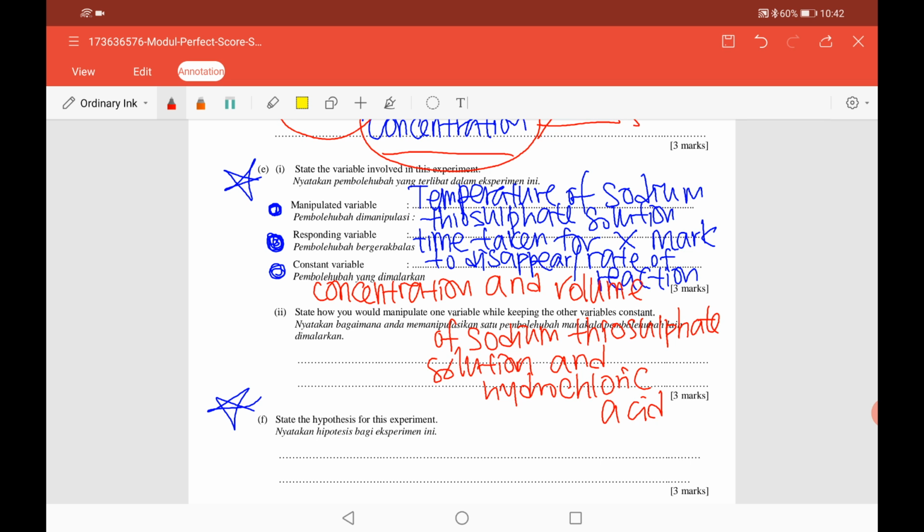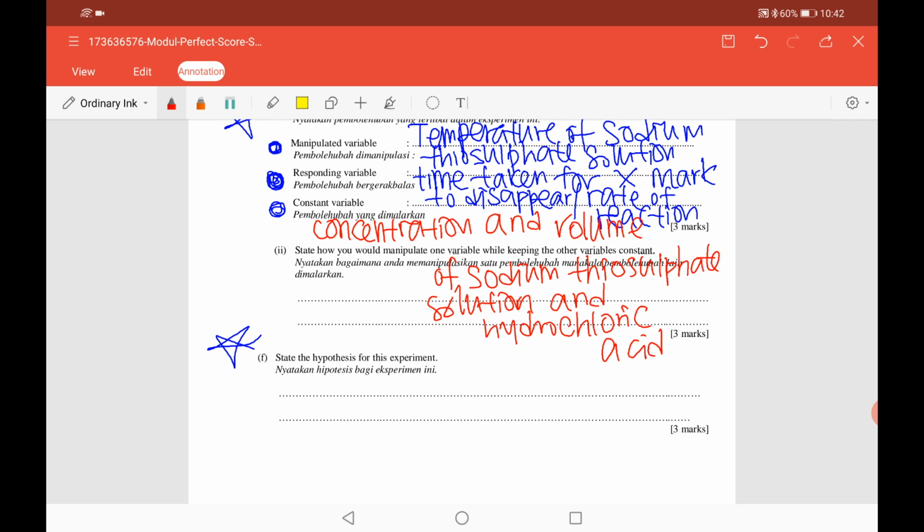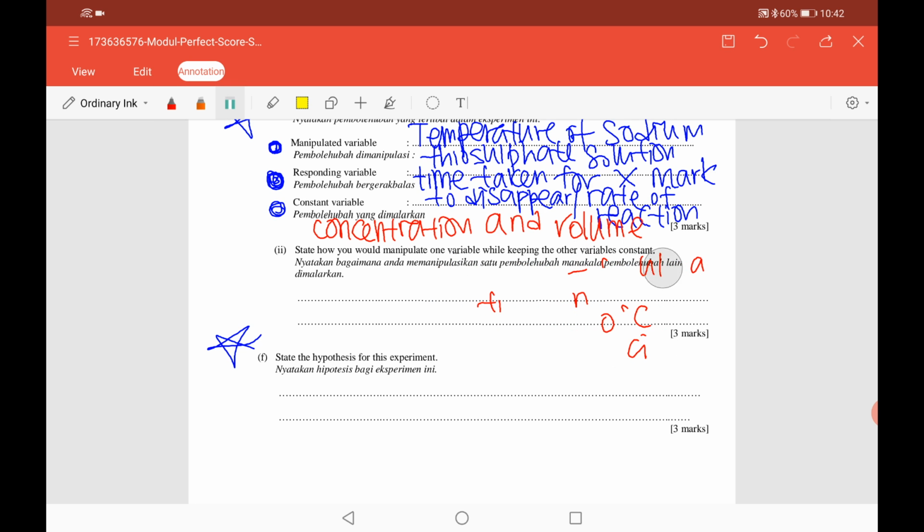Okay, try to write your answer as detailed as possible in this case when you come to variable. Okay, next one. So the next question is asking us, how are we going to manipulate the one variable? How we change the variable while keeping other variables constant? So same thing, we have to use a proper word here. So when we want to manipulate, you can use the word use.